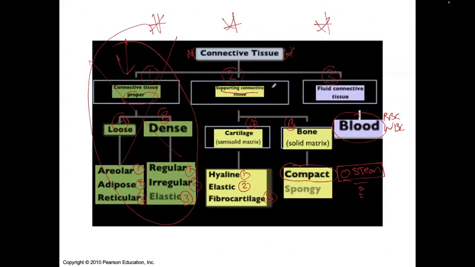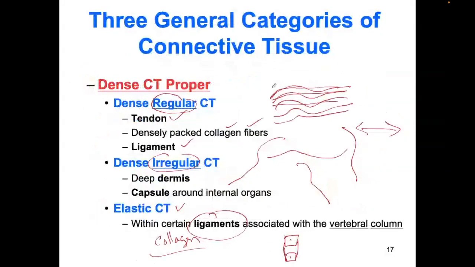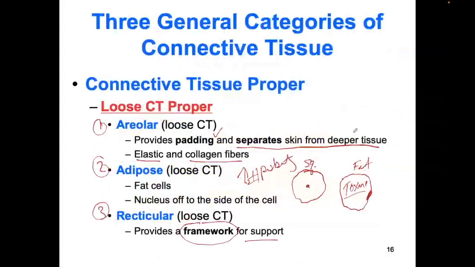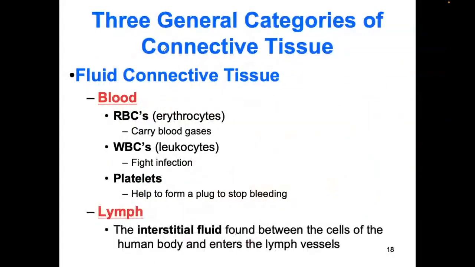Now it looks like we're going to be talking about fluid connective tissue, all right? So let's knock this one out of the park now. Under fluid connective tissue, we're talking about blood and lymph. We're going to focus more on blood. When we talk about blood, we're talking about red blood cells, white blood cells, and platelets. Red blood cells are also known as erythrocytes. Erythro means red. Cyte means cell, so it's a red blood cell.